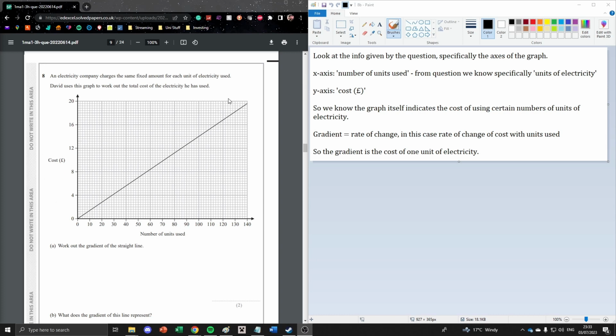Now remember from part A that the gradient of a line, what we're looking at here, is the change in y over the change in x. So in this case, it's going to be the cost divided by the number of units used. So if we think about what this would mean, cost divided by units. When we divide units, that's the same as saying per. If we do meters divided by seconds, that's meters per second. So in this case, it's pounds per unit. So in this case, the gradient is the cost of 1 unit of electricity.